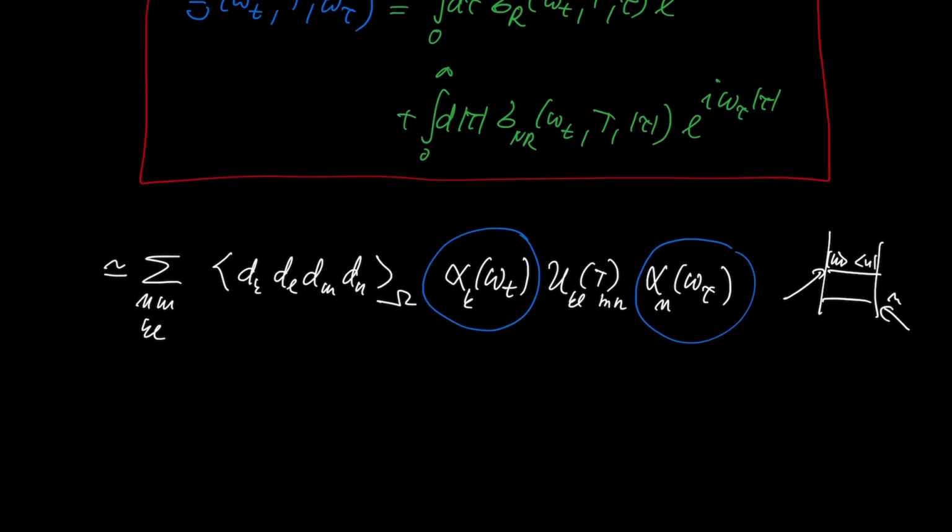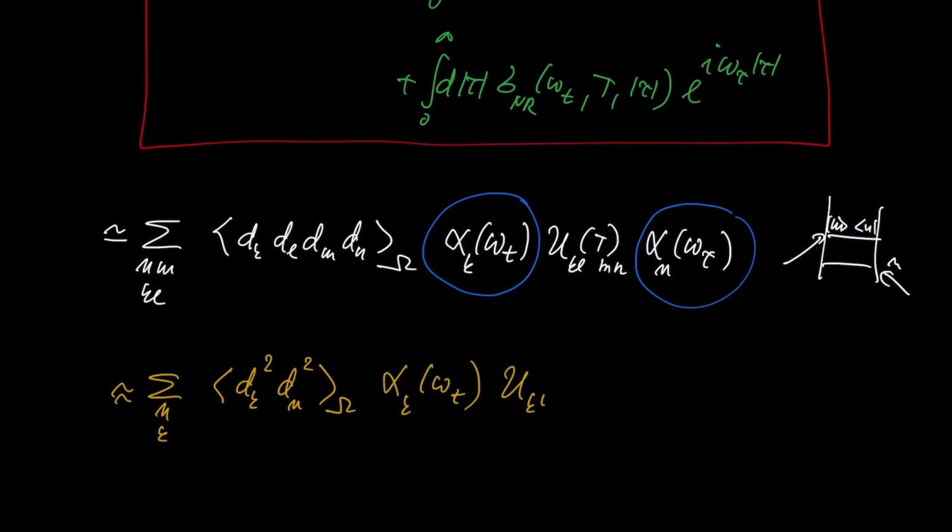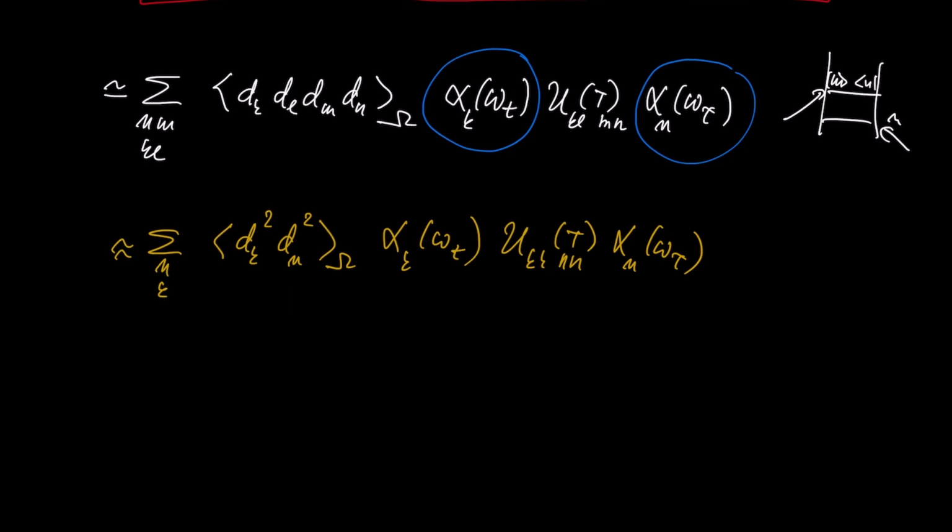the evolution of populations, so that we would roughly have a sum over some states n and k, and here there will be dk square and dn square averaged, and here we would have the transfer from state n to state k as the time progresses. And of course this spectrum can be already easily drawn.